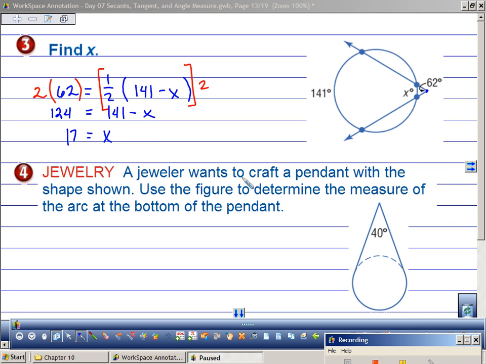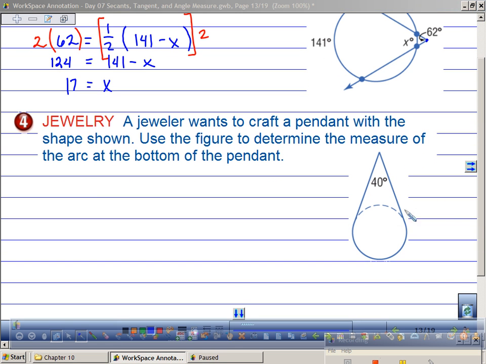All right, guys. So this says a jeweler wants to craft a pendant with the shape shown. Use the figure to determine the measure of the arc at the bottom of the pendant. So it looks harder than it is. X is on the bottom. Good. I'm looking for x. I want to find this part of this arc. I don't know what this is, but I can't have two unknowns, right? What do I know about this circle? It's 360. So this piece of the arc must be 360 minus x.